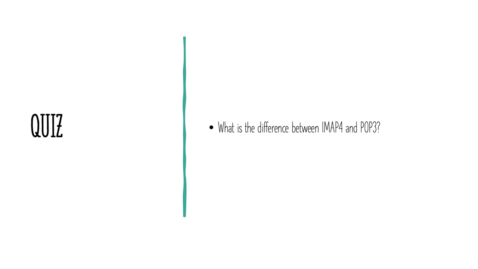We conclude this video with a quiz question. And the question is, what's the difference between IMAP4 and POP3? We know that both of them are used to retrieve or view emails. However, POP3 downloads emails from the server, and IMAP4 does not automatically download them. Additionally, POP3 uses port 110 and IMAP4 uses port 143.